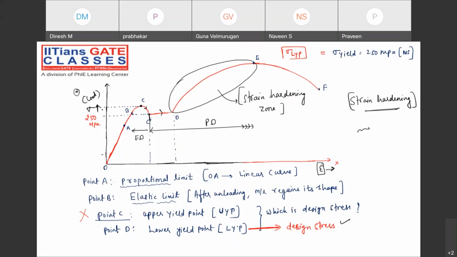Now we need to apply more and more load for deformation. That's the reason when load is increased, stress value will also increase. Check it out: the moment strain value is increased, the load is also getting increased. This situation is called strain hardening. Please note it down. D to E region is called the strain hardening region. Please note down, very important.